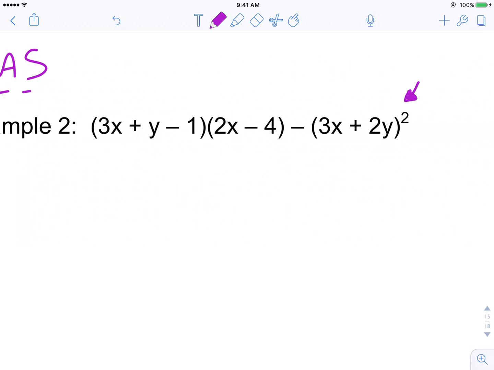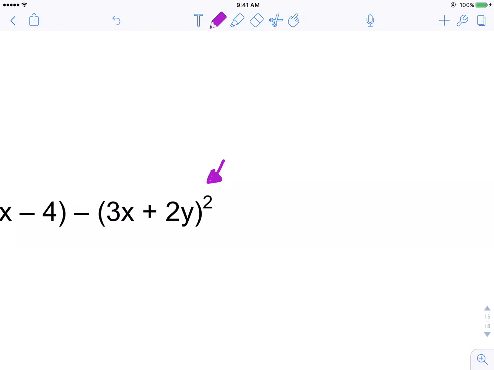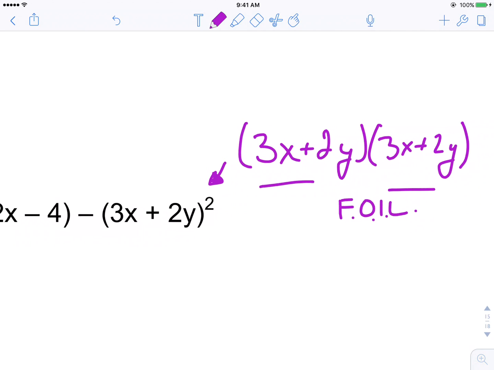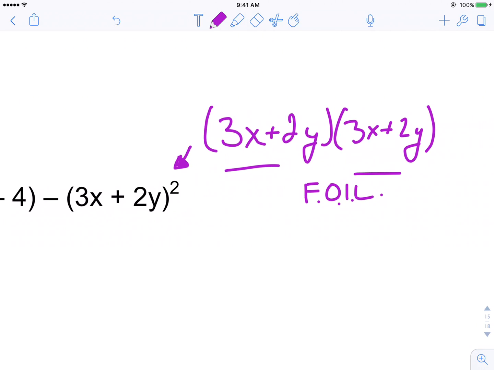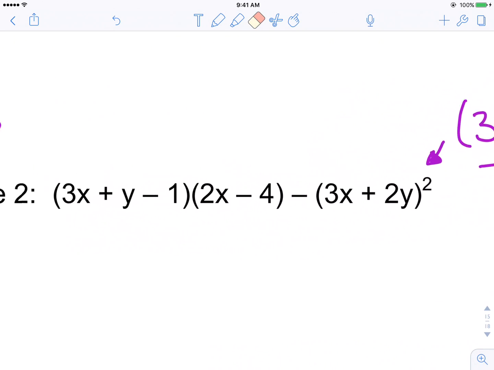So 3x plus 2y all squared. What does that mean? That actually means 3x plus 2y times 3x plus 2y, which of course is a multiplication of a binomial times a binomial. So we want to expand this, and we could use FOIL. Okay, but that's coming up. So that 3x plus 2y squared means that. So let's rewrite our polynomial using that instead.